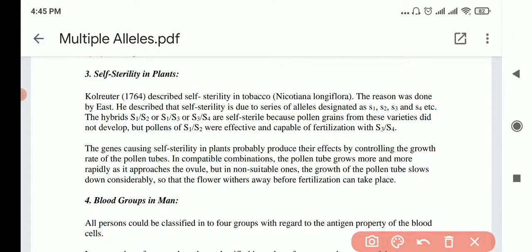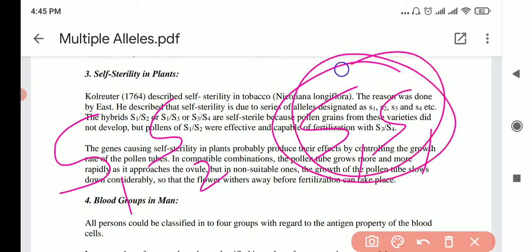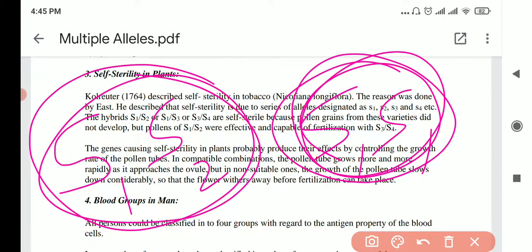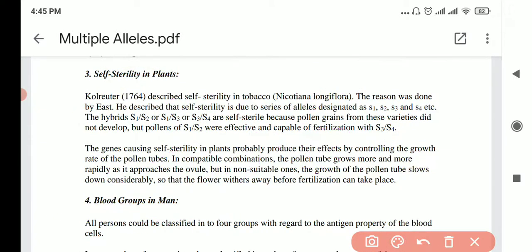For self-sterility, now you have a hybrid, S1 and S2. S1 alone is not a hybrid. This is homozygous. The hybrid is the new one, S1 and S2, or S3 and S2, or S4 and S1. It should be mixed. You got it? The hybrid should be mixed up. Then these hybrids are self-sterile because the pollen grains from these varieties don't develop. That pollen tube will not germinate. But the pollens of different hybrids could fertilize.